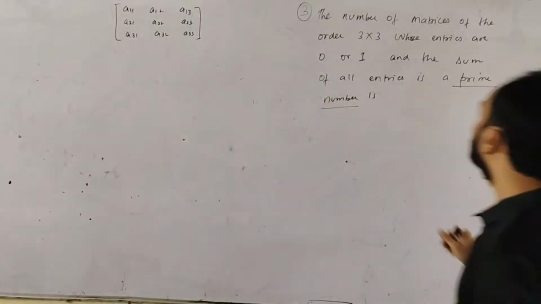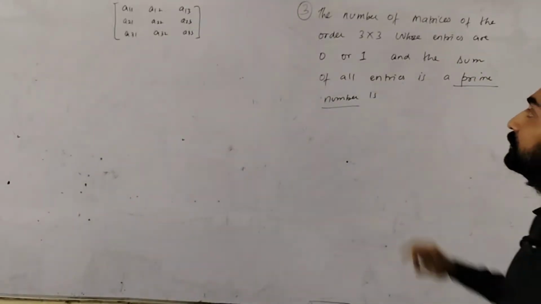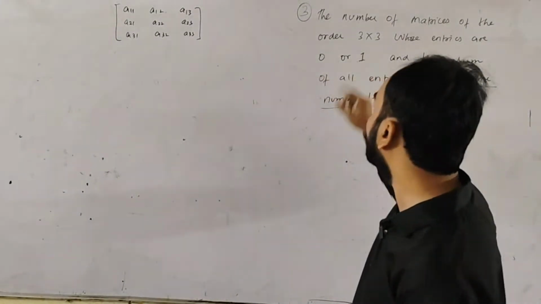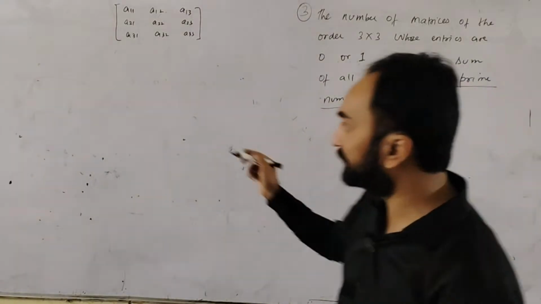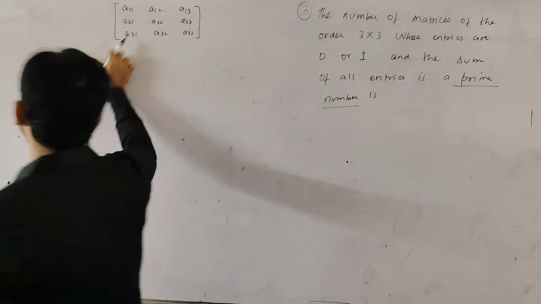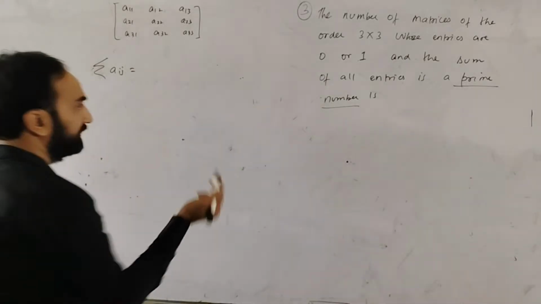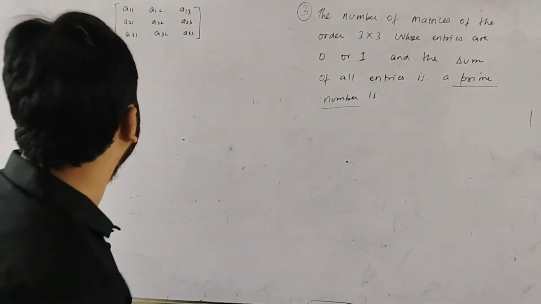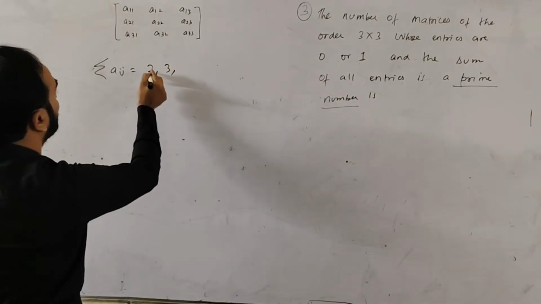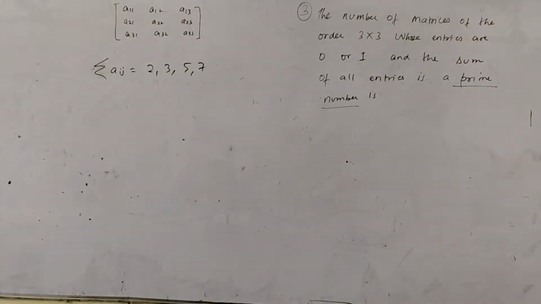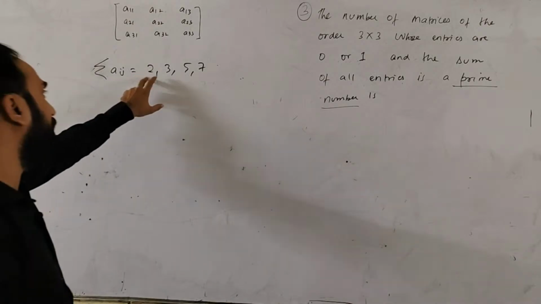Now, what is the problem saying? When you add all the entries, the entries should be only 0 or 1. We cannot have any other thing, but only 0 or 1. And the sum of the entries, the summation of all A i j, should be a prime number, right? So a prime number could be 2, 3, 5, or 7, and no other prime number, because the maximum if I put 1, 9 times is 9, and 9 is not prime. So basically we require 2, 3, 5 and 7.